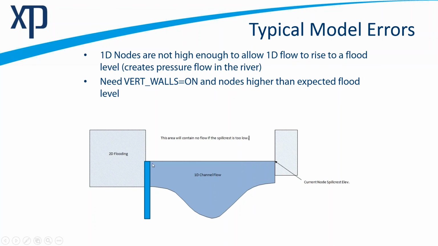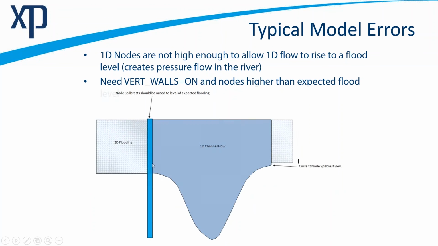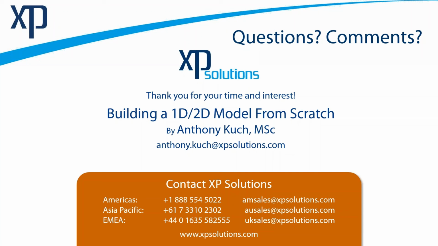So what we ask is that you raise the ground elevations of the nodes at least equal to, if not a bit higher than, the expected level of flood. This allows the channel geometry of flow to rise and be equal to the 2D flood modeling. So that's just the typical error that we see in some models.